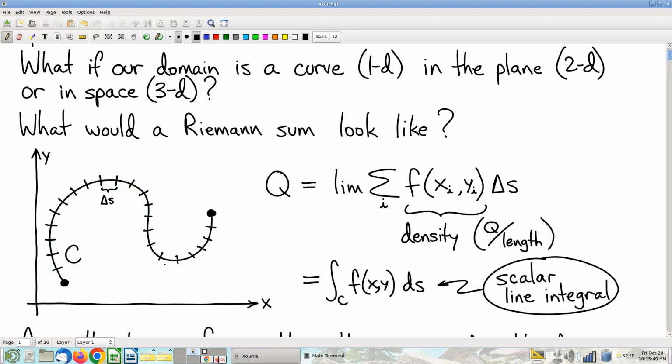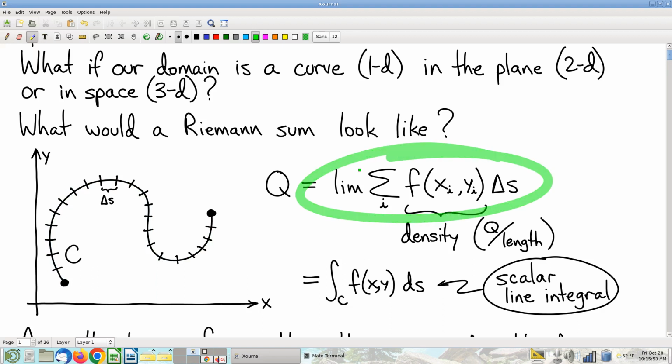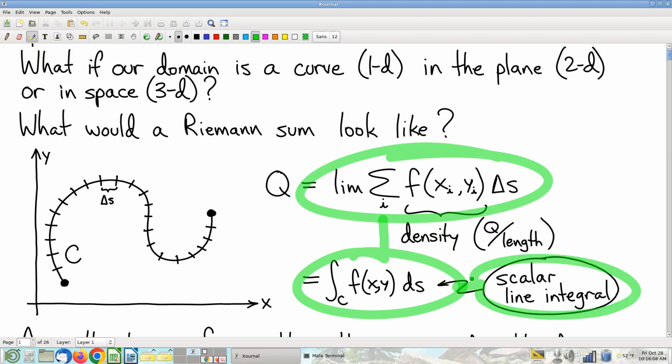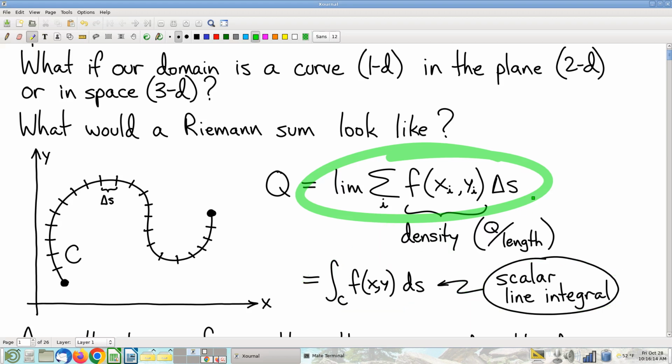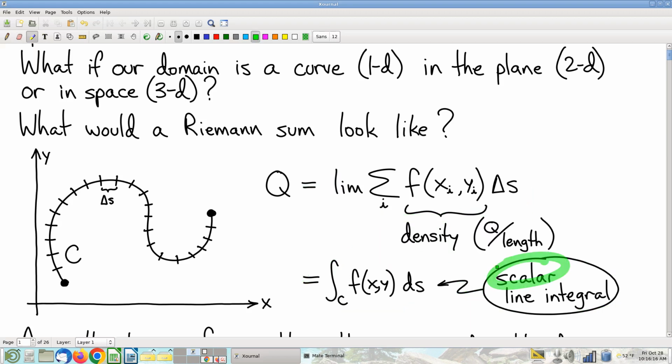So, we talked about what a Riemann sum should look like. This is what you get when you basically do a chop it up, add it up strategy on this domain. And we realize this is not any of our previous kinds of Riemann sums, and so we have to give it a new name and a new notation. There's the notation. Here's the name. We call it a scalar line integral. We'll see actually pretty soon today why this scalar qualifier is necessary.